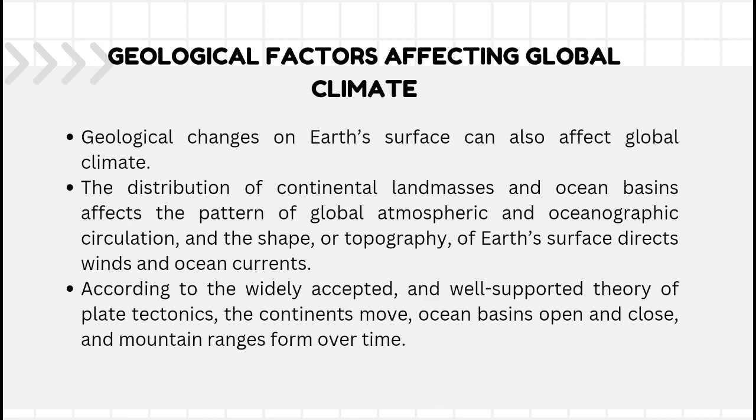Geological factors affecting global climate. Geological changes on Earth's surface can also affect global climate. The distribution of continental land masses and ocean basins affects the patterns of global atmospheric and oceanographic circulation, and the shape or topography of Earth's surface directs wind and ocean currents. According to the widely accepted and well-supported theory of plate tectonics, the continents move, ocean basins open and close, and mountain ranges form over time.